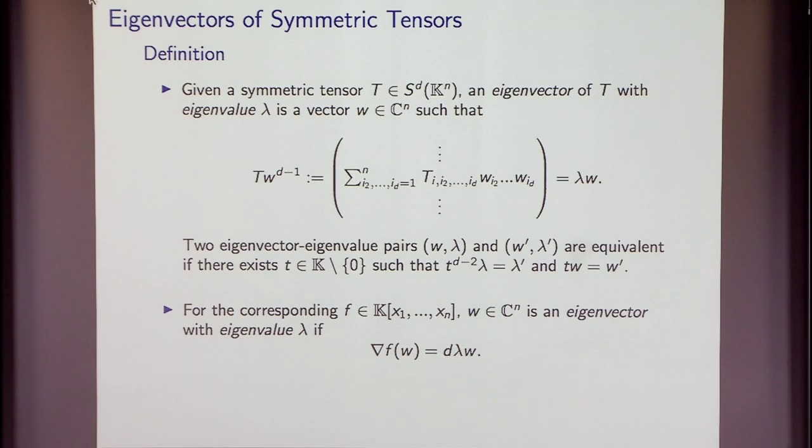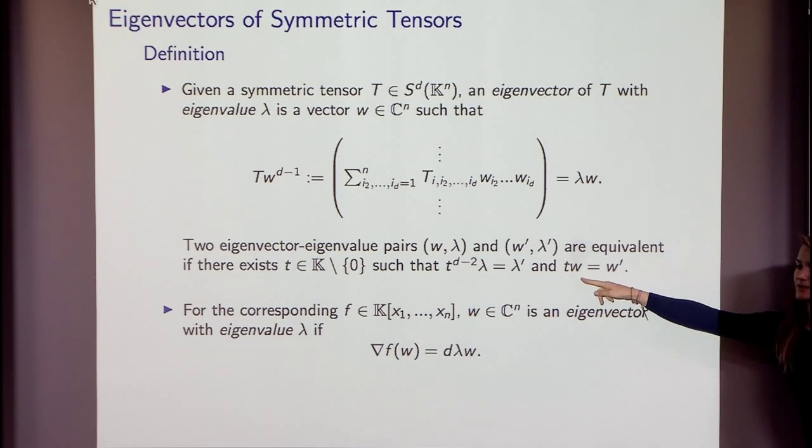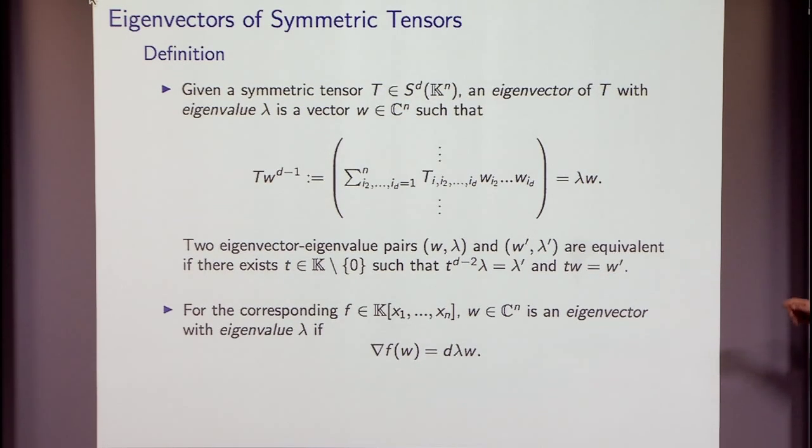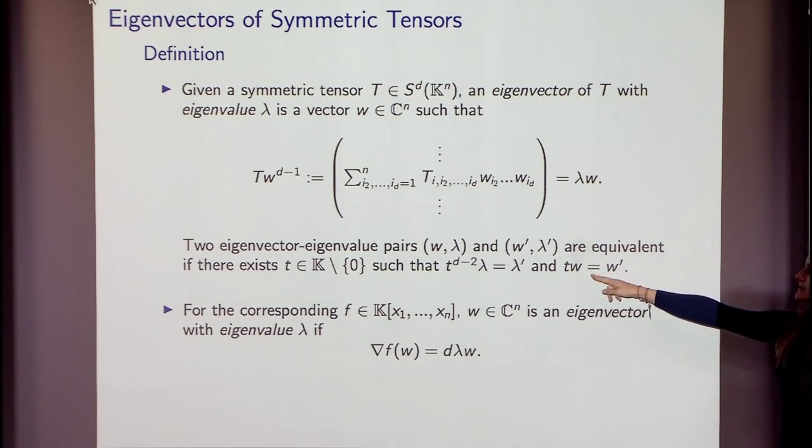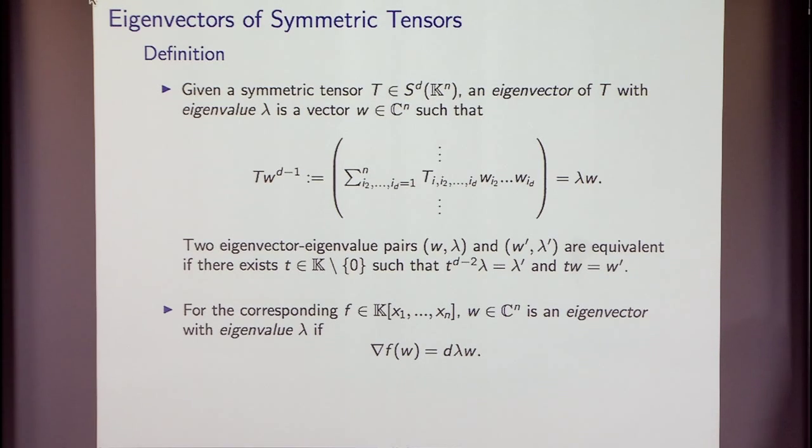Two eigenvector-eigenvalue pairs are equivalent if there exists a scalar t such that the eigenvector scales by t, so Tw equals w prime, but now t to the d minus 2 times lambda equals lambda prime. If d was 2 and we were in the case of matrices, lambda has to equal lambda prime and Tw is w prime. So we can scale the vector and the eigenvalue stays the same. But for higher order tensors, we need to scale the eigenvalue as well.